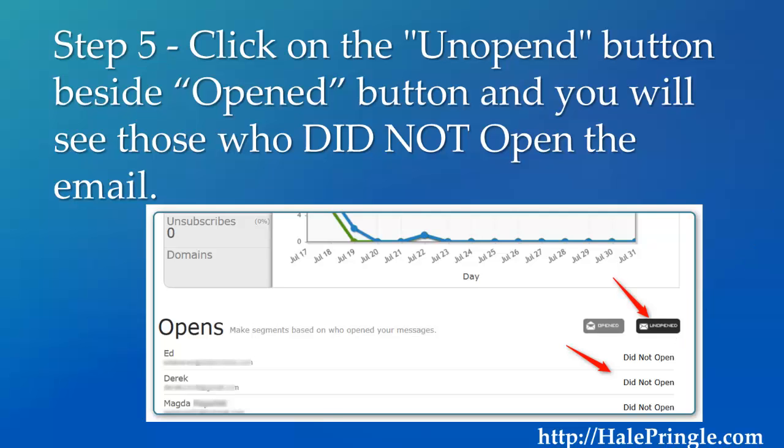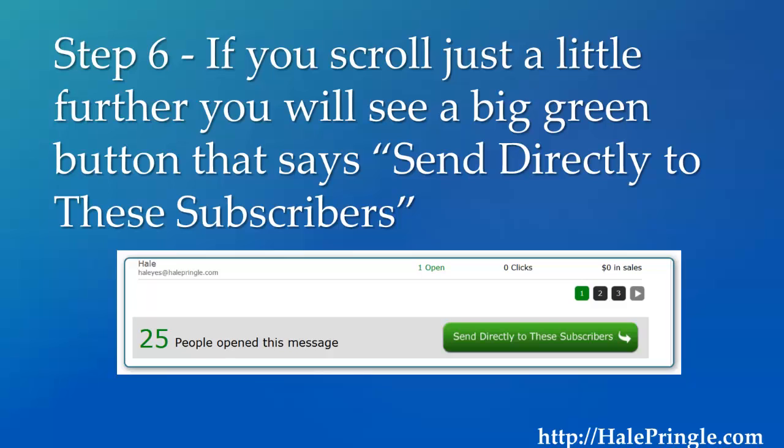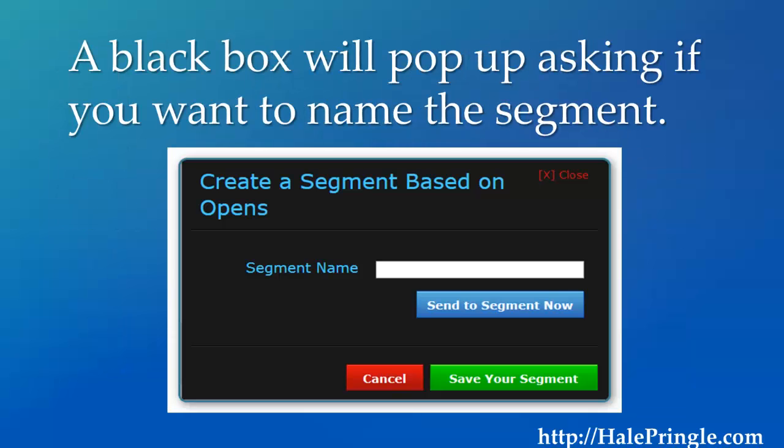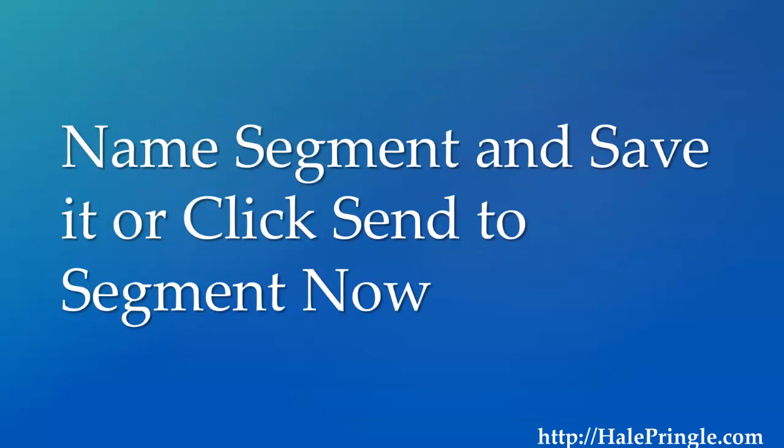And if we scroll down a little further, we will see a button that says send directly to these subscribers. So you can send an email directly to those that didn't open your email. When you click on the button, this box will come up asking you if you want to name the segment and save it. I typically just click on the blue send to the segment right now. So you can name the segment and save it, or just click the send to segment now.